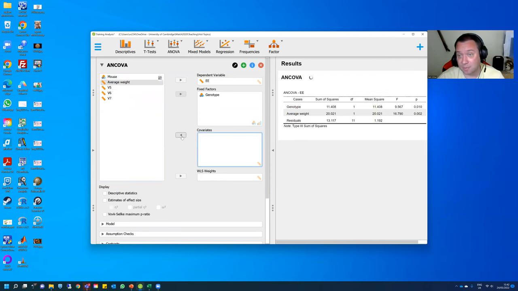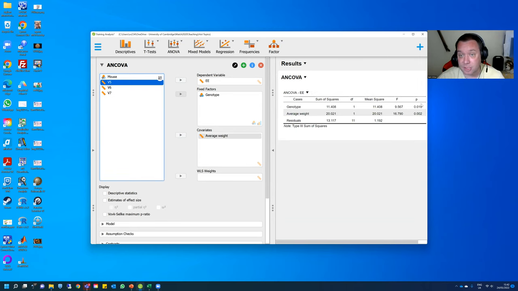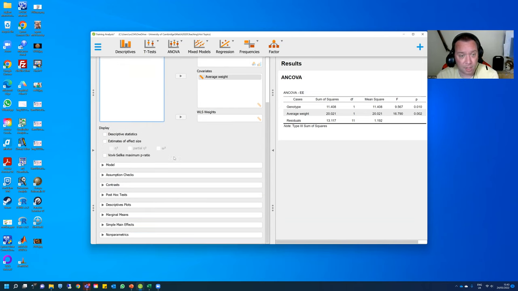And in fact, we can just flip back here and say, before we put the average weight in, it will give us the p-value for genotype, 0.007. We put the average weight into it, and now it gives us the p-value for genotype once corrected for body weight, and also the p-value for whether our body weight is significant as a predictor of energy expenditure in our model. In other words, do body weight and energy expenditure correlate well enough for it to be a significant correlation once we've adjusted for the groups? And in this case, it's absolutely true.